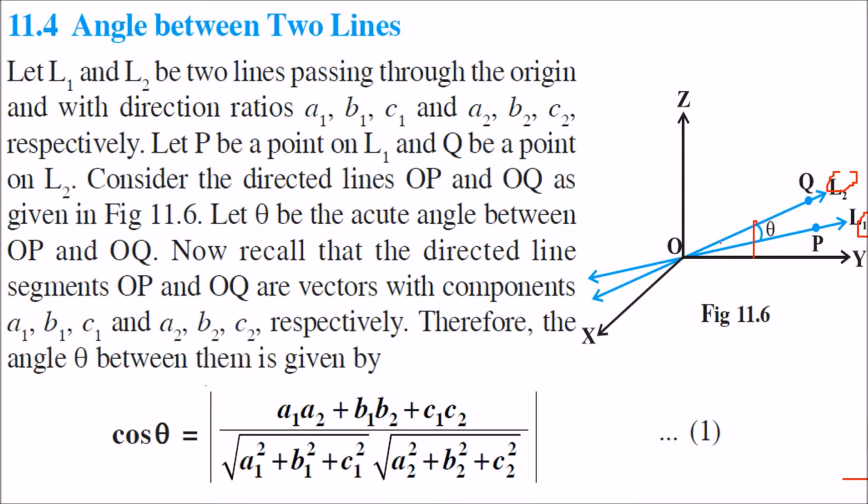These are the lines, and just assume that they are passing through the origin, and they have direction ratios A1, B1, C1 and A2, B2, C2. Let P be a point on L1 and Q be a point on L2. Just consider the directed lines OP and OQ, and they make an acute angle theta between them. So we know what cos theta between them is. This is nothing but (A1 A2 + B1 B2 + C1 C2) divided by under root (A1 square + B1 square + C1 square) times under root (A2 square + B2 square + C2 square).